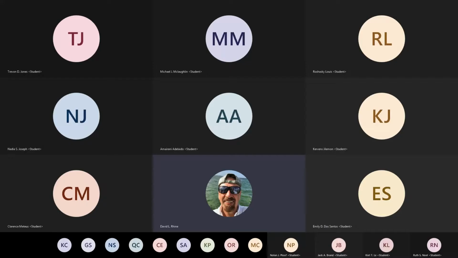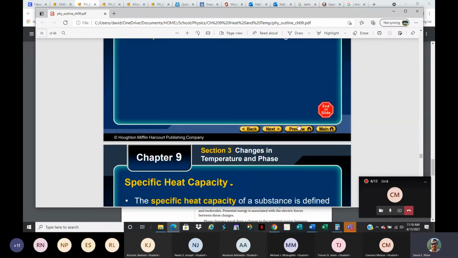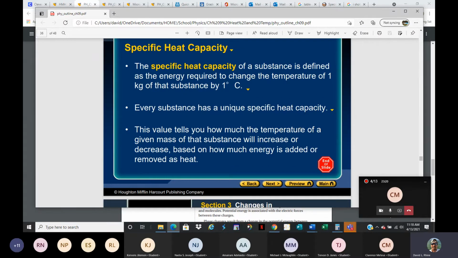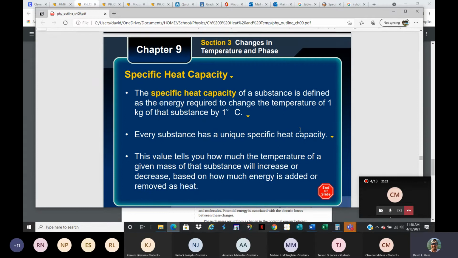Objectives here: perform calculations with specific heat capacity. So that's what we're going to do today. And then here's the definition. Now, again, this PowerPoint is in your modules.